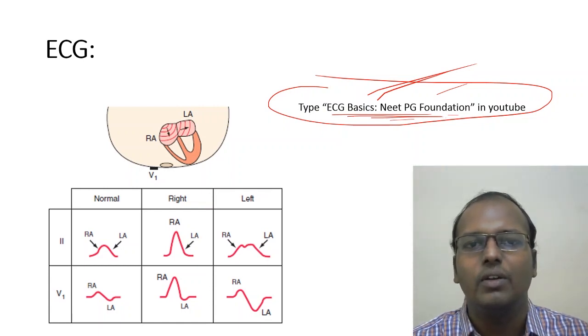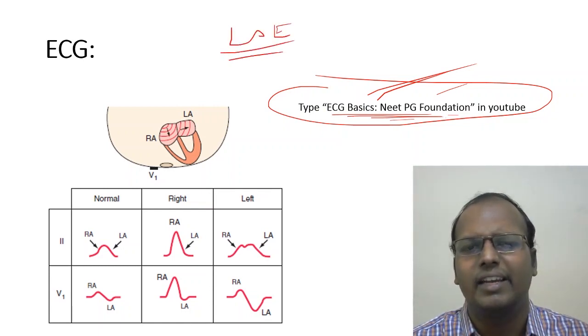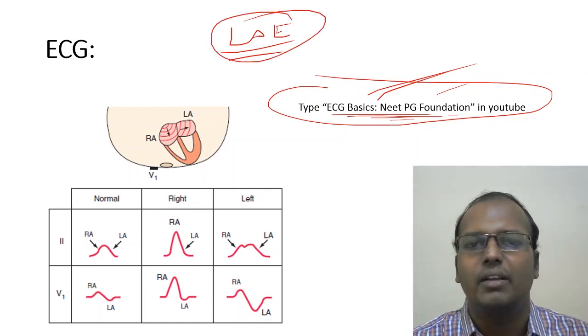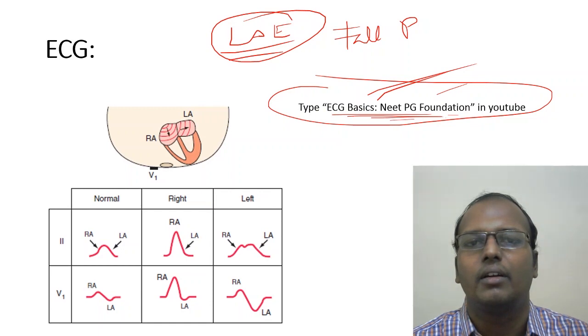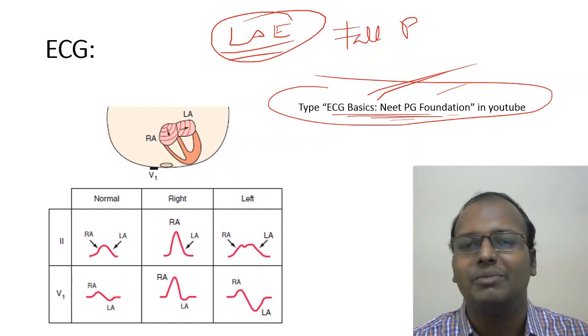One, mitral stenosis will lead to left atrial enlargement. We discussed already, left atrial failure can happen, left atrial enlargement can happen. The first chamber to fail is your left atrium. Left atrial enlargement will lead to a broad P wave, whereas right atrial enlargement will lead to a tall P wave.